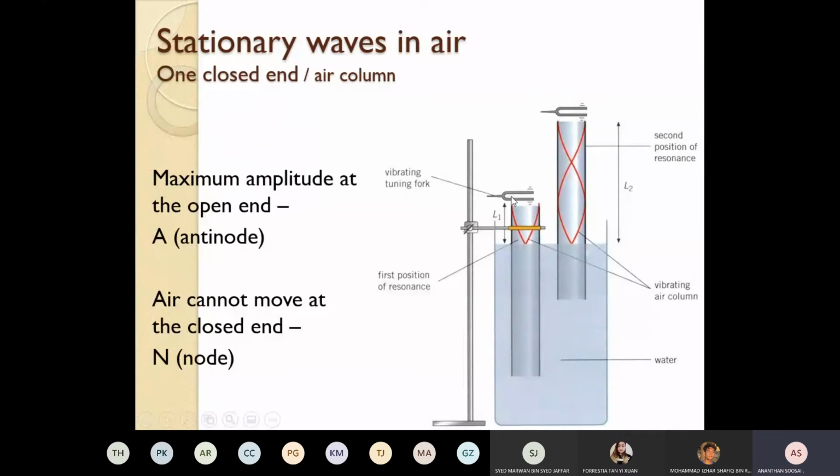Here the frequency doesn't change. They use the same frequency because they use the same tuning fork. Only another half wavelength has appeared here. So for these 2 appearances, the wavelength does not change. The wavelength is still the same length, because we use the same tuning fork.